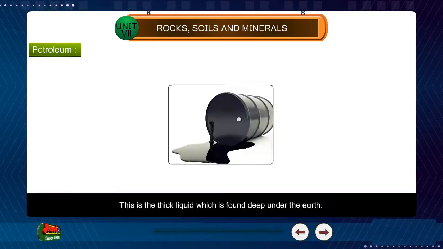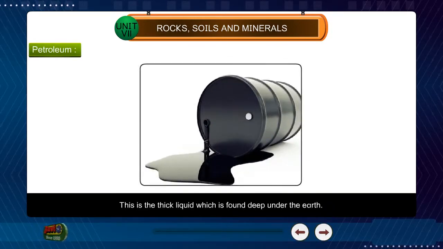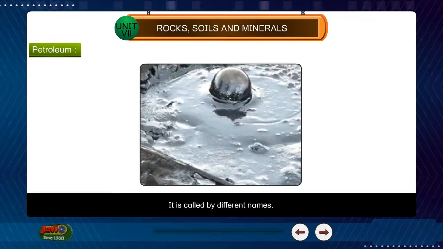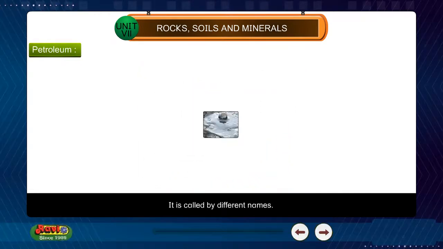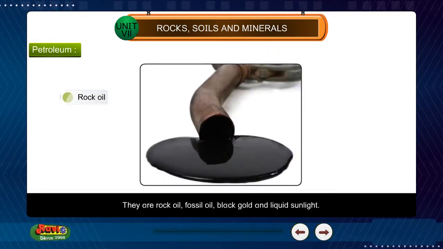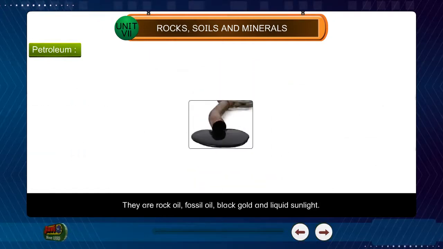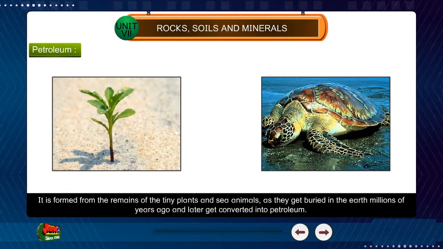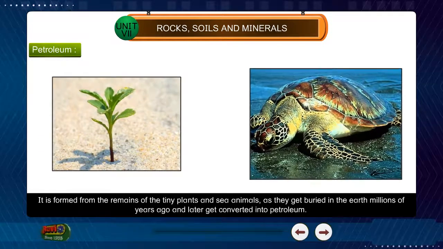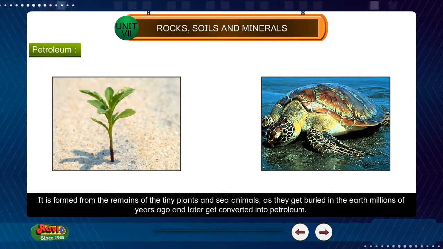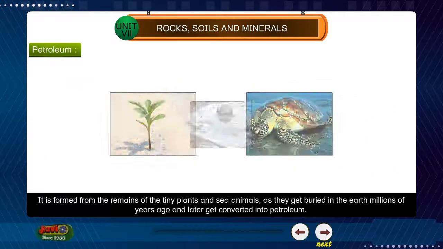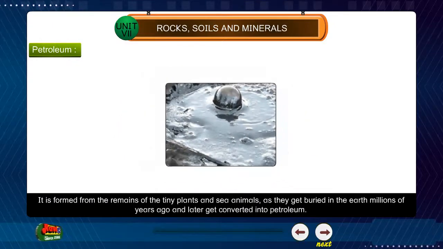Petroleum. This is the thick liquid which is found deep under the earth. It is called by different names. They are rock oil, fossil oil, black gold, and liquid sunlight. It is formed from the remains of tiny plants and sea animals as they get buried in the earth millions of years ago and later get converted into petroleum.